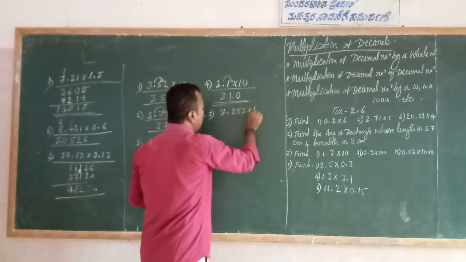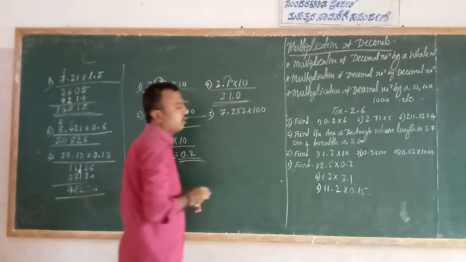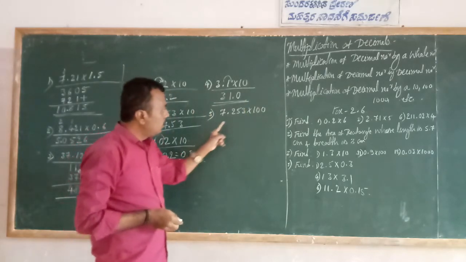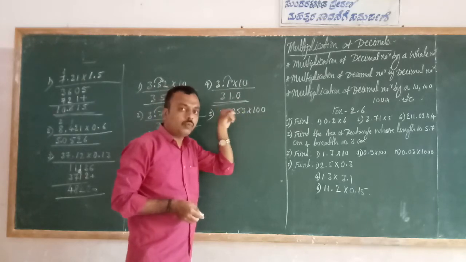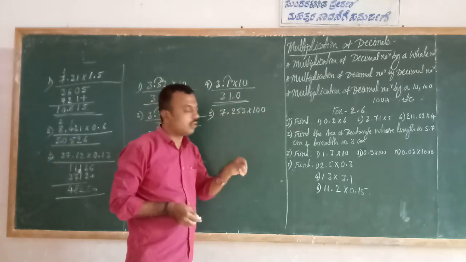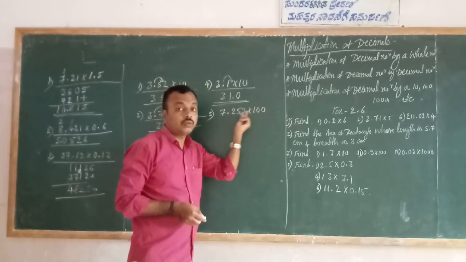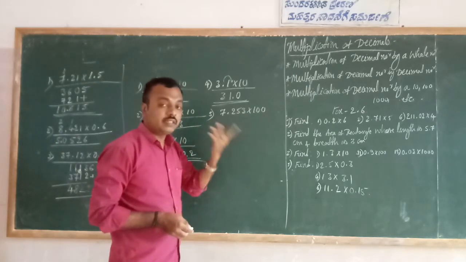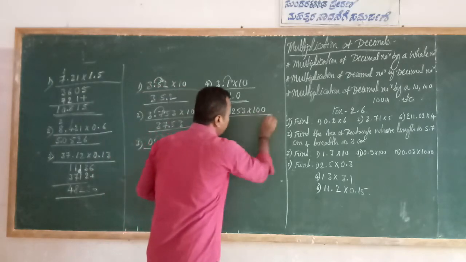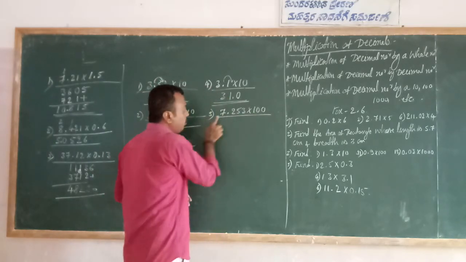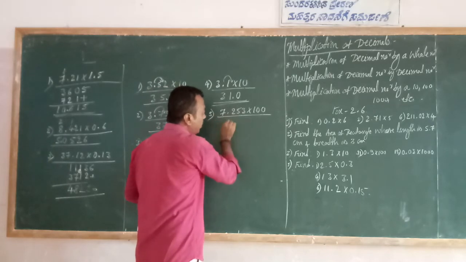7.253 into 100. Here in 10, only one 0 is there, that's why I shifted only one digit. But here, how many 0s are there? Two 0s. That's why the point is shifted two digits forward. First of all, what is the step? First step, leave the point as it is and write down the digits.